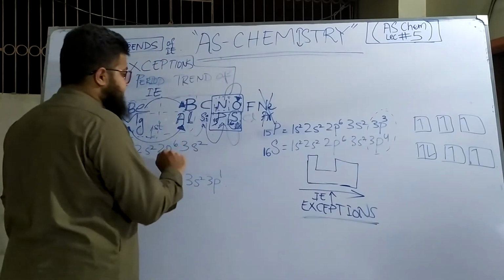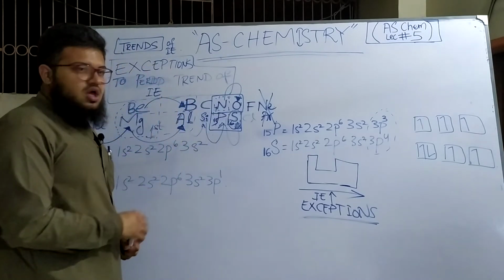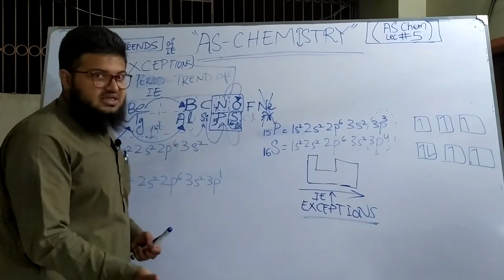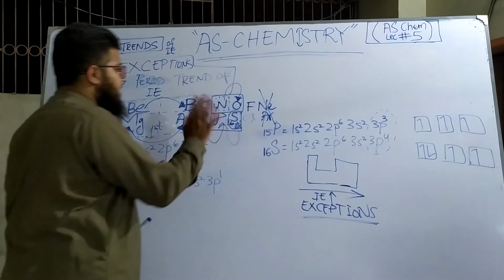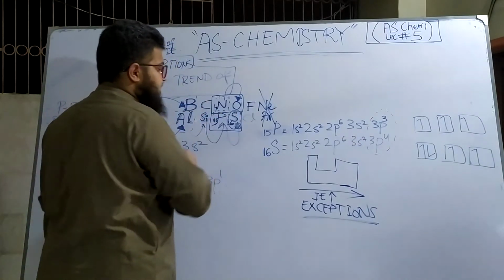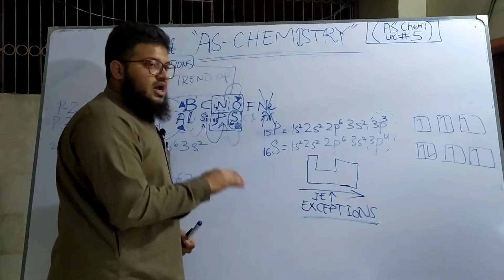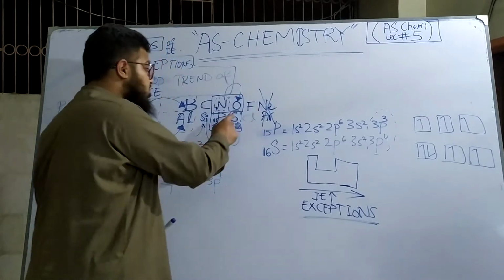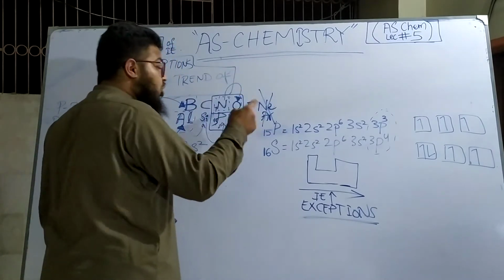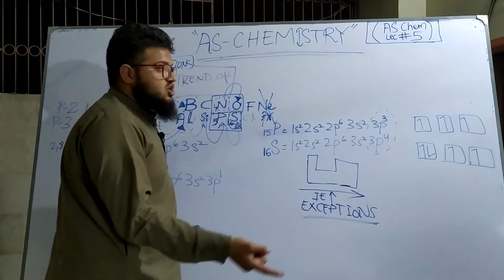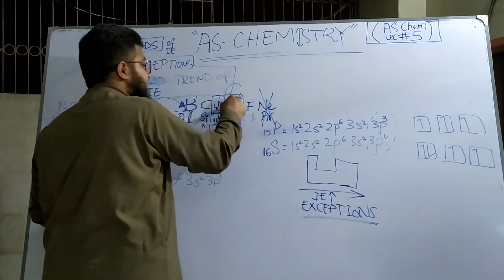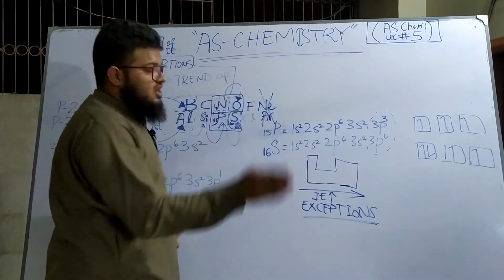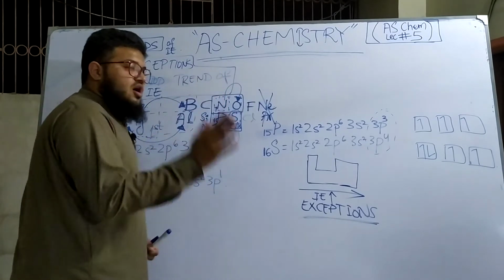Similarly, the second exception is right above it, from beryllium to boron. Boron has a lower ionization energy as compared to beryllium, although it is expected that it should have an ionization energy greater than beryllium. Similarly, the next exception is phosphorus and sulfur. From phosphorus to sulfur, sulfur has a lower ionization energy as compared to phosphorus. Phosphorus has a higher ionization energy against the trend, although according to the trend sulfur is expected to have a higher ionization energy, but it doesn't. And similar is the case, the last exception is right above it, from nitrogen to oxygen. Oxygen has a lower ionization energy as compared to nitrogen, again violating the trend.